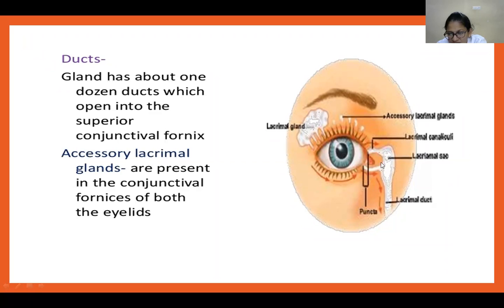The superior and inferior lacrimal canaliculus open into the lacrimal sac. This lacrimal sac continues downwards as the nasolacrimal duct. Okay, these are the components of the lacrimal apparatus: lacrimal gland, lacrimal ducts, conjunctival sac, and next the puncta, and next the lacrimal canaliculus. These two are the lacrimal canaliculus, and this is the lacrimal sac and nasolacrimal duct.